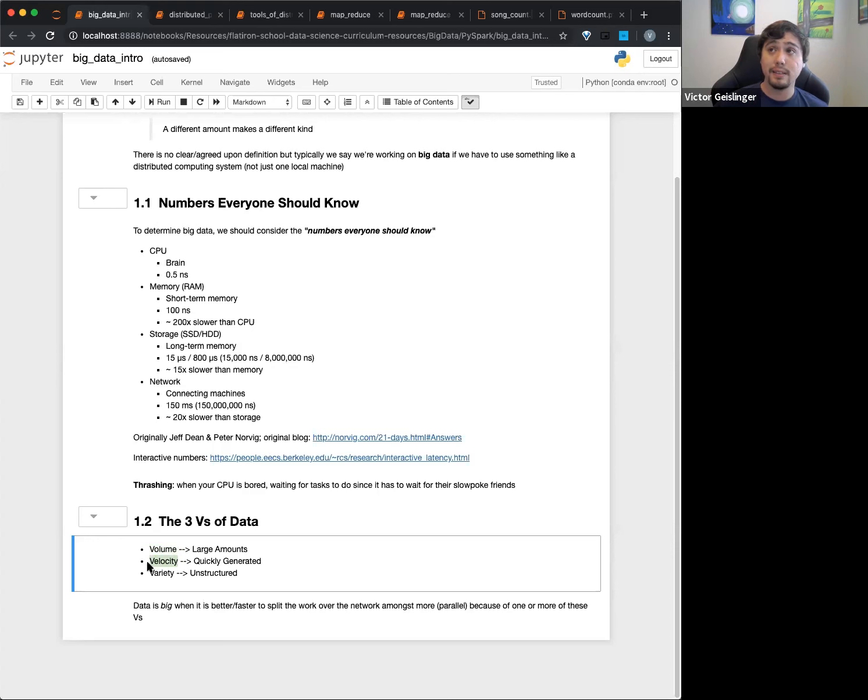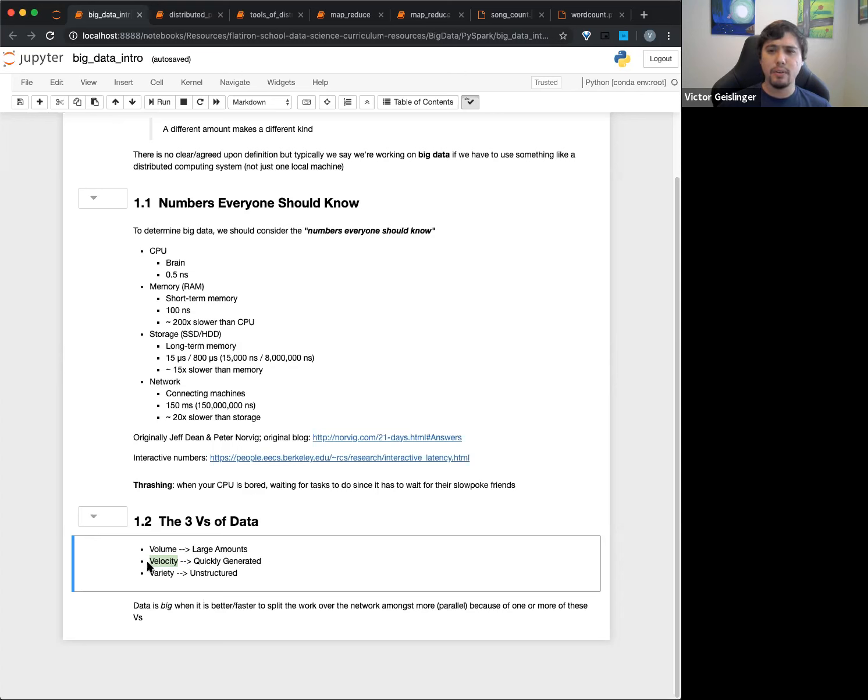If data is coming in very, very quickly, think of modern financial transactions and stuff like this, where data is being generated very, very quickly. You can think of Twitter, you can think of a lot of websites, where your computer has to move fast enough to keep up with all of that data coming in.